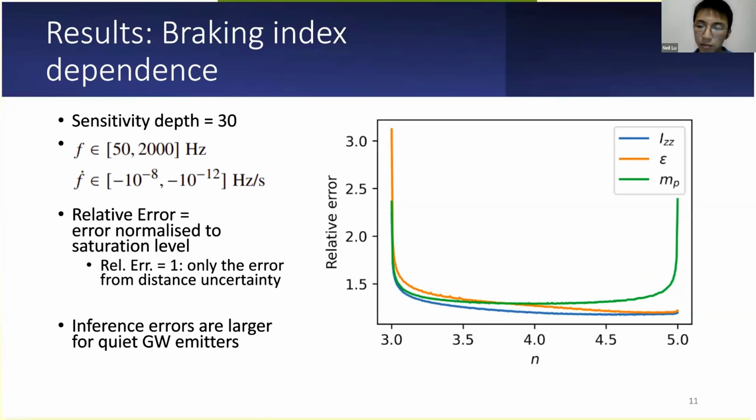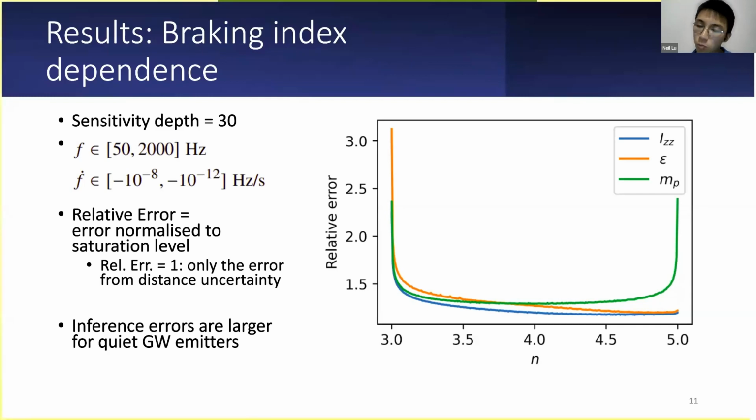Is there a part of the parameter range which is better or worse? What we see here is that close to the boundaries, close to 3 or 5, there are some divergences in some of the parameters. We have defined a new quantity, the relative error, which essentially just normalizes out that saturation level I flagged before, such that a relative error of 1 means that we're only getting things from the distance uncertainty.